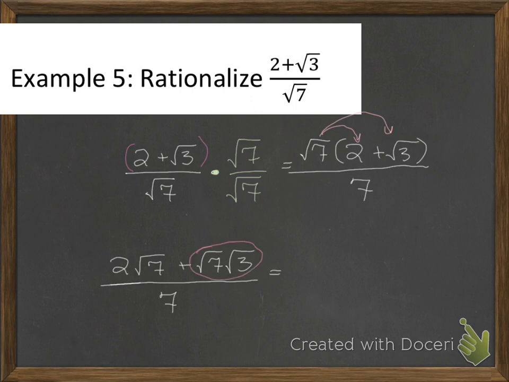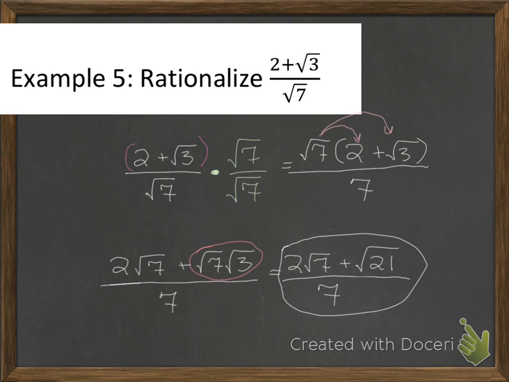Well, I can simplify this by putting both of those numbers under the same radical. So we have 2 square roots of 7 plus the square root of 7 times 3 all over 7. And then I can just go ahead and perform that operation of multiplication. So 7 times 3 is 21. So I can rewrite this as the square root of 21. So this is my final answer. I have 2 square roots of 7 plus the square root of 21 quantity divided by 7.